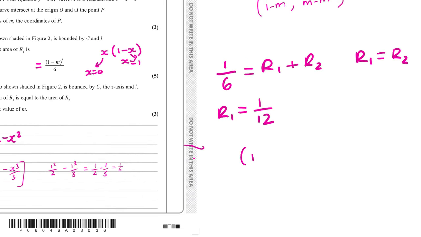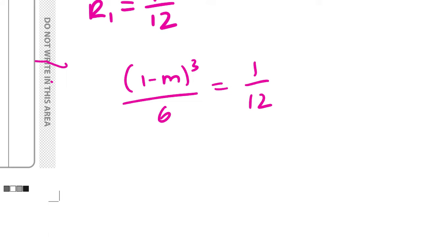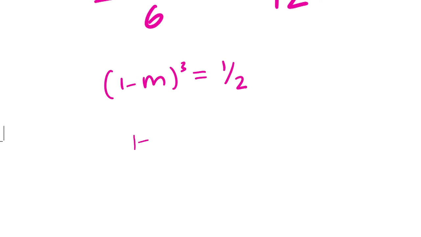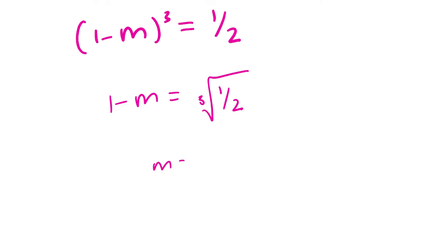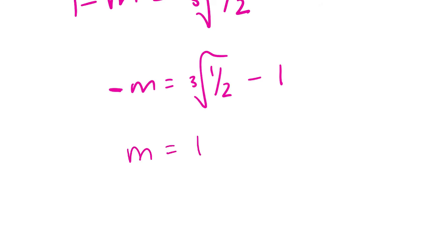So that means 1 minus m cubed over 6 equals 1/12. So we don't even have to worry about figuring out the area of R2. So that means 1 minus m cubed equals a half. Okay, technically, should we just do the cube root of a half? 1 minus m equals the cube root of a half. So negative m equals this, makes everyone's life easier. So that means positive m equals 1 minus the cube root of a half.